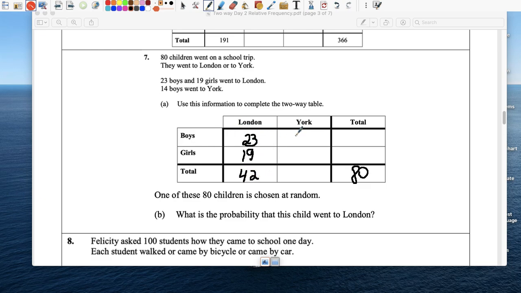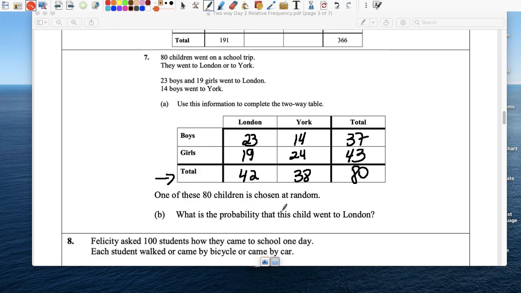14 boys went to York, which means across we can do 23 and 14 and get 37, which means this is 43, right? And once that's done, we can complete this. This would be 38, and this would be 24. Let's see, 80, 80, yeah.